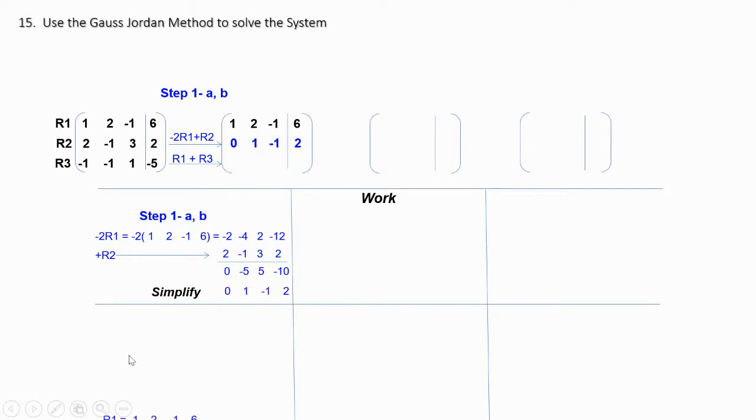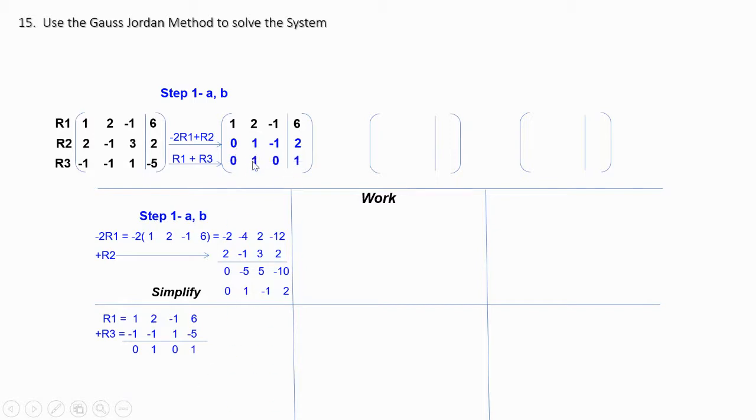Now let's do the second part here. Row 1 is 1, 2, -1, 6, right? I got it from up here. Plus row 3, I got it from here: -1, -1, 1, -5. So after we add them, it's going to give us 0, 1, 0, 1. So that's my new row 3. So I'm done with step 1.